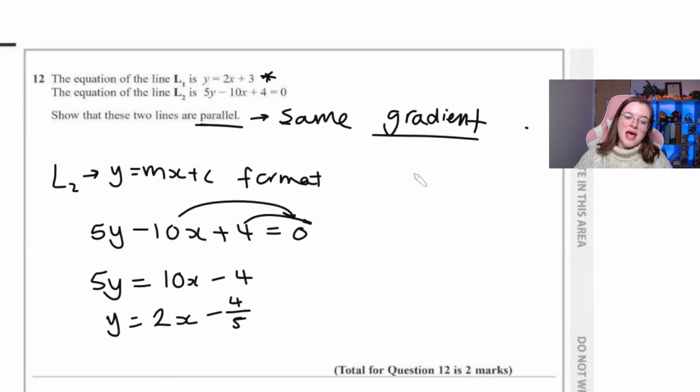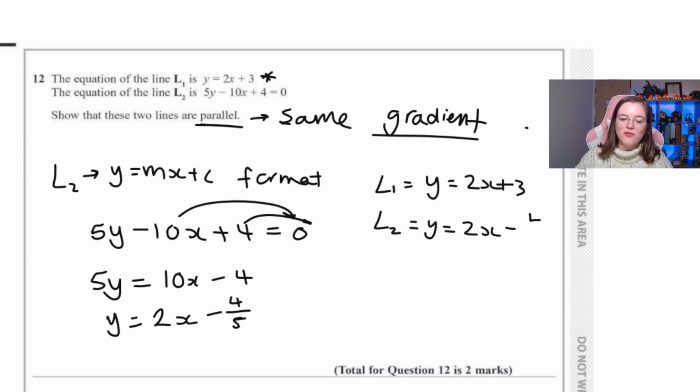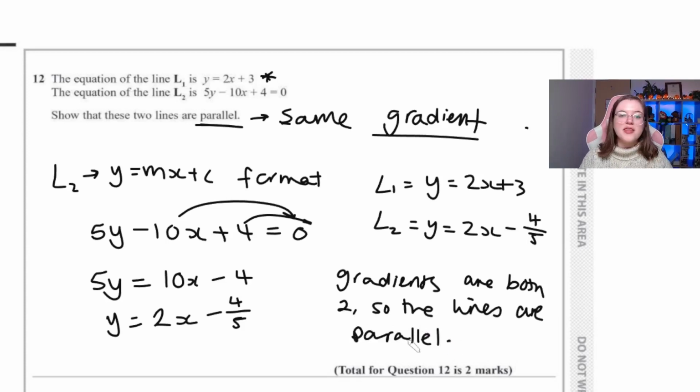And then if we compare the equations, L1 is y equals 2x plus 3, and L2 is y equals 2x minus 4 fifths. So therefore the gradients are both 2, so the lines are parallel. There we are, and that is that.